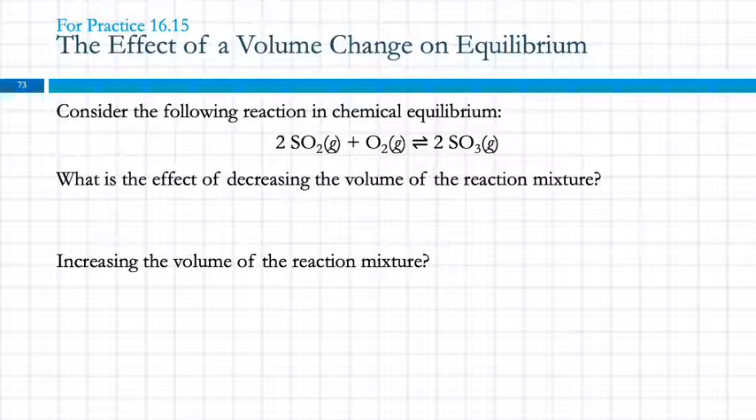Yeah. So the effect of a volume change, consider the following reaction in chemical equilibrium. What's the effect of decreasing the volume of the reaction mixture? So if I decrease the volume, that increases the pressure, and it wants to reduce the pressure. And go to the right. If we increase the volume, that decreases the pressure. It's not happy about that either. It wants to restore the pressure, so it'll shift the other direction.